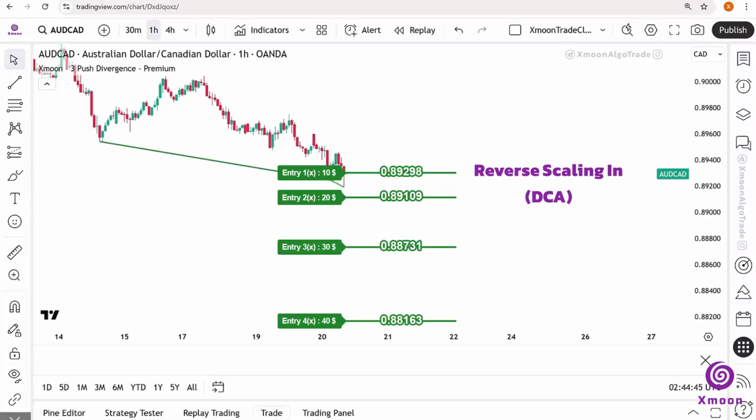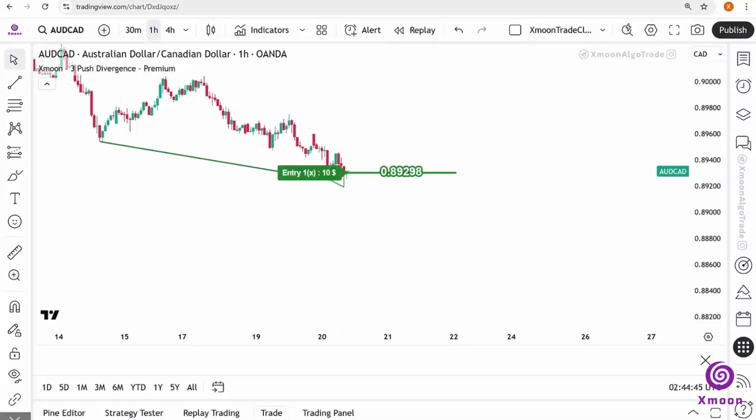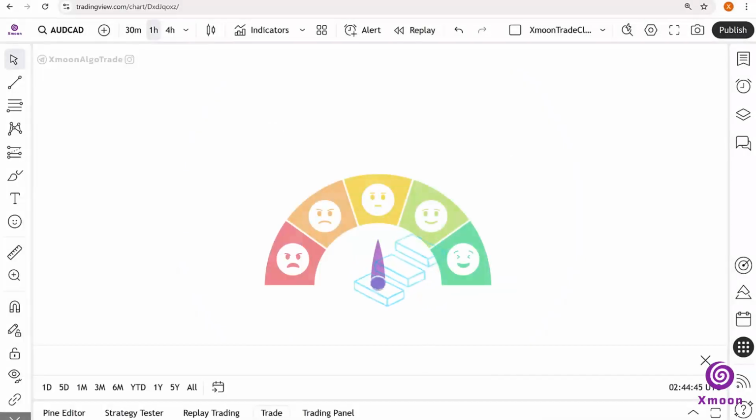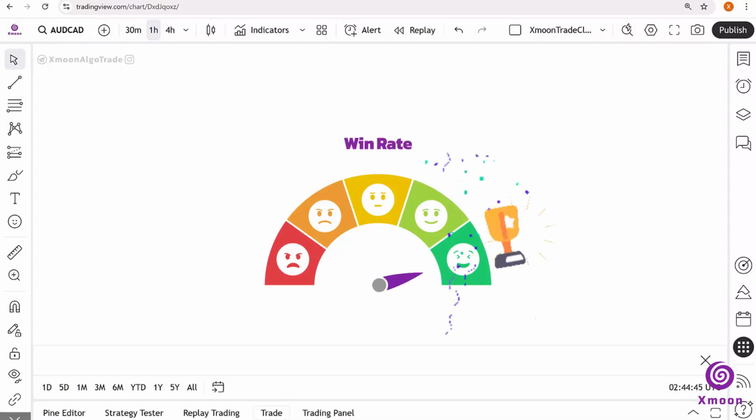With this approach, we divide the total capital into multiple sections and then proceed to enter the market gradually, step by step. The main goal of scaling in is to boost the success rate or win rate of our trades. The logic is very simple.